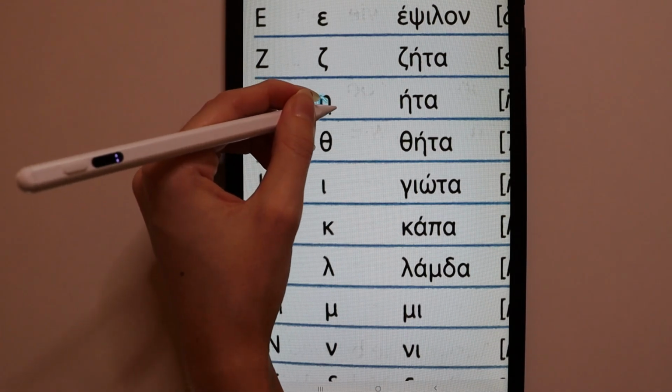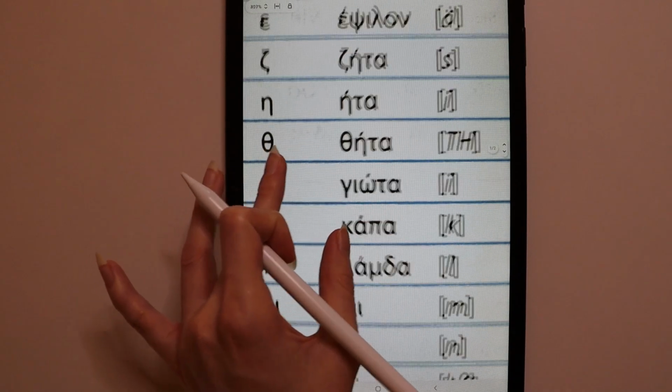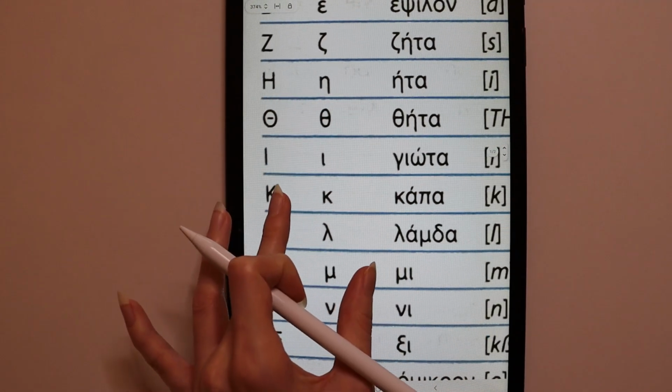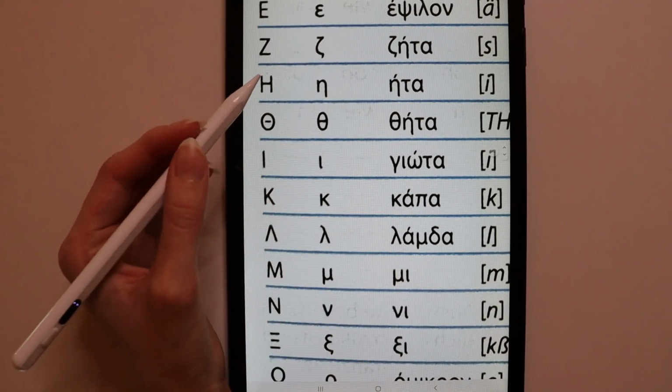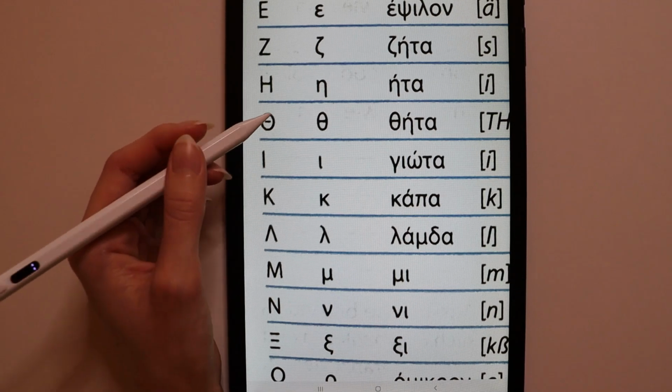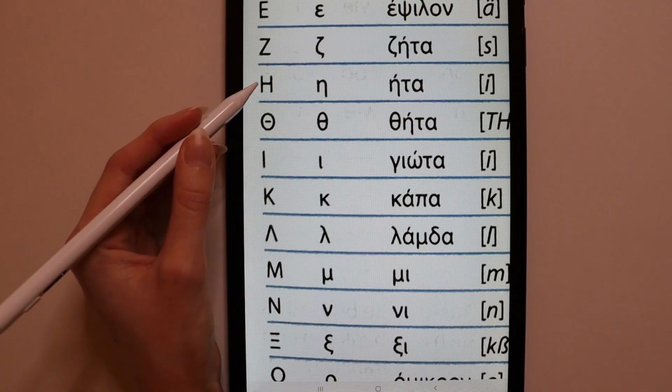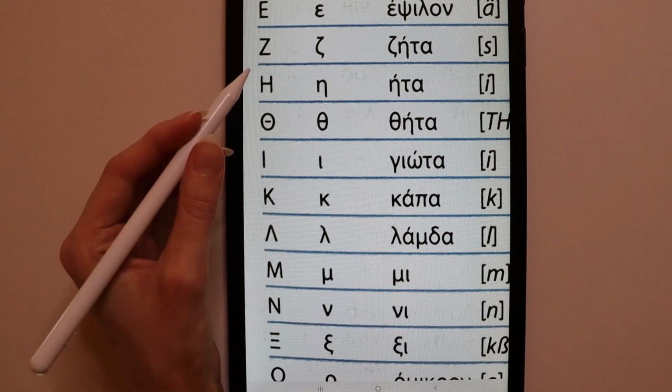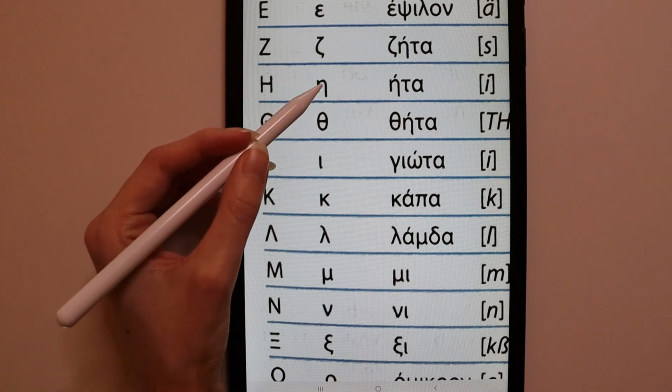Eta is like an E sound. Eta. You really need to remember this, because it literally looks like an H, but it's an E. Eta. And this one as well, eta.